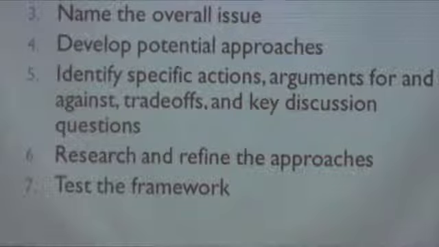Then you develop the potential approaches, right? That's when you develop the 3 approaches. And that's really the big reframing, because you're getting away from a pro-con, yes-no framing to at least 3, right? And then once you have the 3 approaches, you start filling in blanks. For each approach, you want some specific actions. You saw that in the examples we've used. You want some arguments for it, also some arguments against. You want to identify some trade-offs, and probably some key discussion questions, right? So you lay it out. And then you research and refine the approaches.